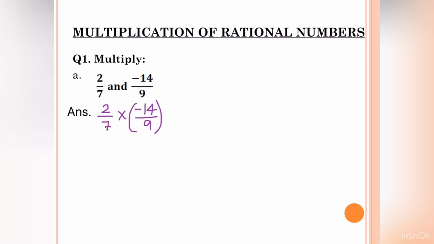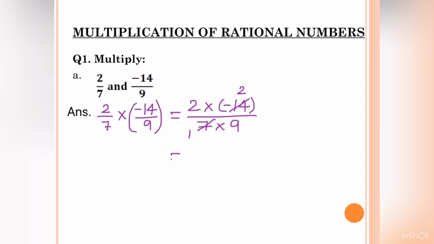Answer: 2 by 7 times minus 14 by 9. This expression is equal to the product of their numerators by the product of their denominators. In this expression, 14 and 7 have 7 as a common factor. So let's cancel the common factor. 7 times 2 is 14, 7 times 1 is 7. So we don't find any other common factor.